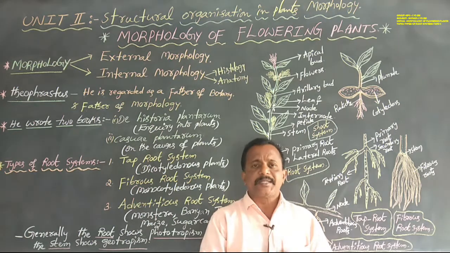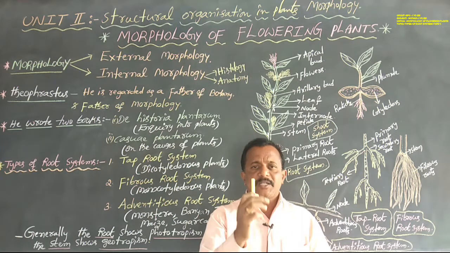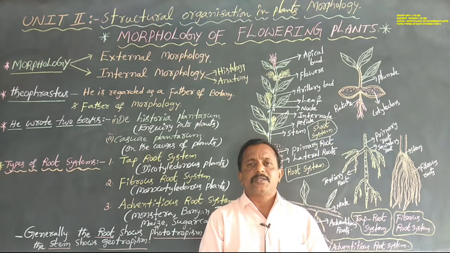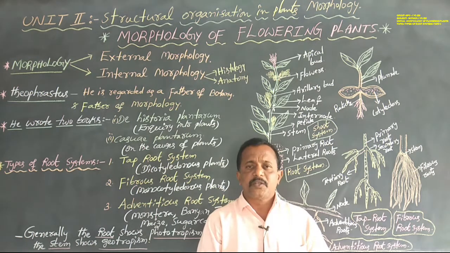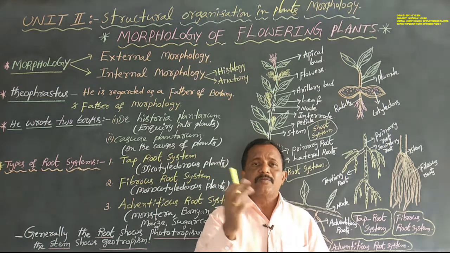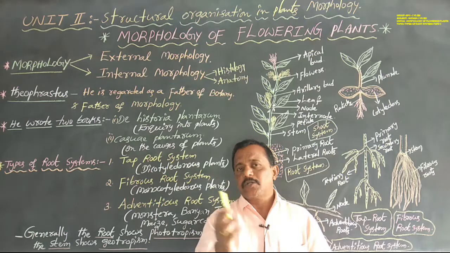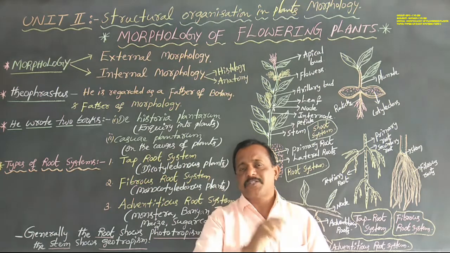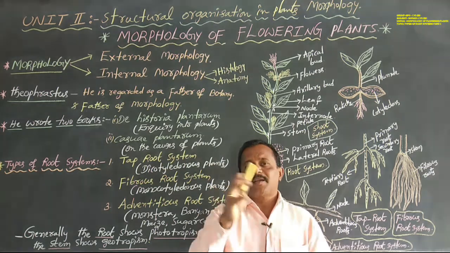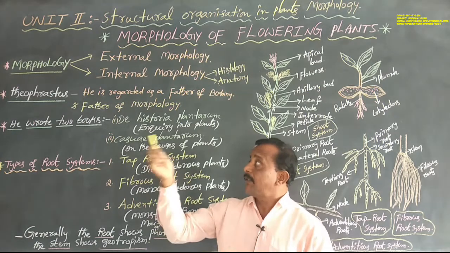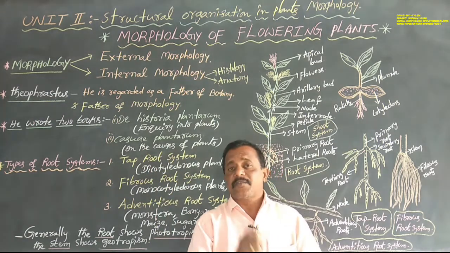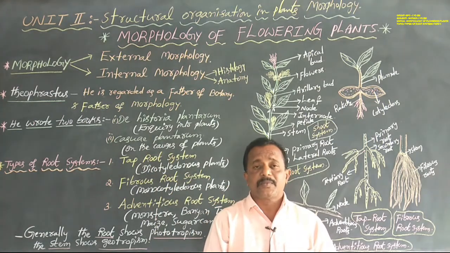So the study of plants is called botany, and the study of animals is called zoology. The father of botany is Theophrastus, and the father of zoology is Aristotle. Aristotle is regarded as the father of biology as well as the father of zoology, but Theophrastus is regarded as the father of botany.